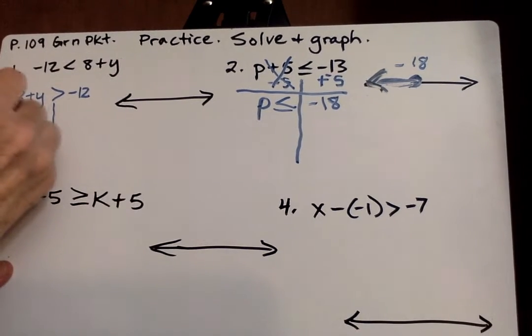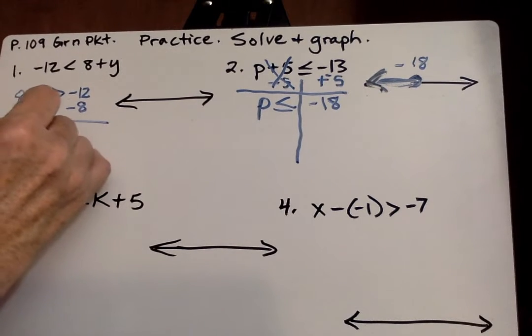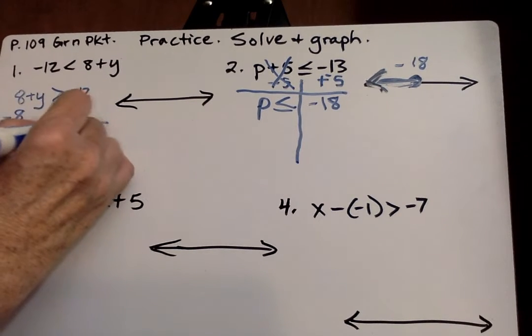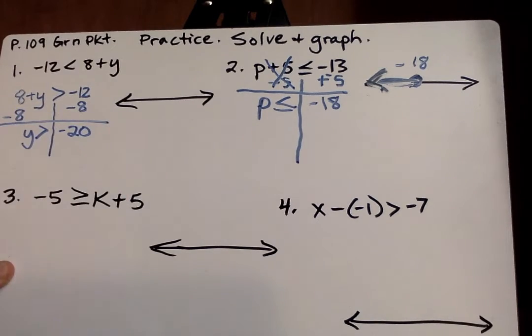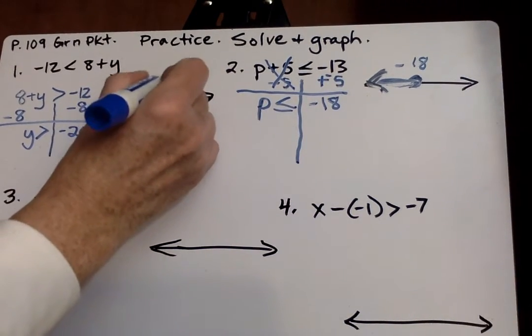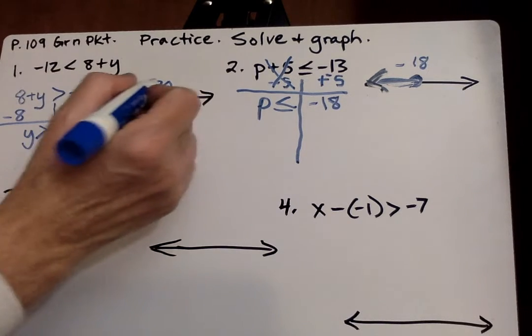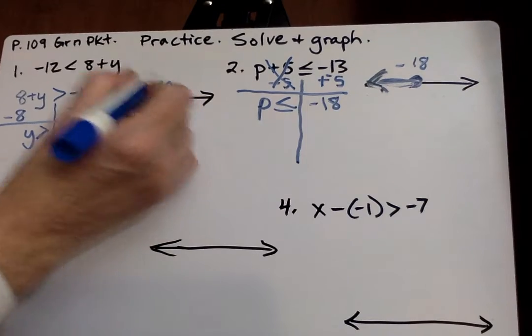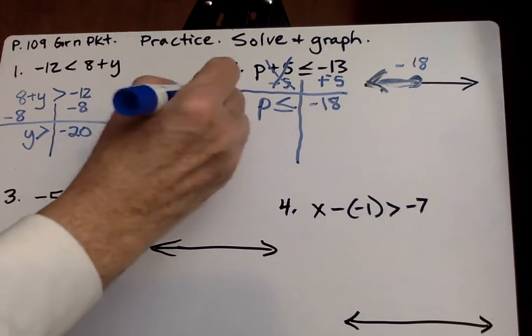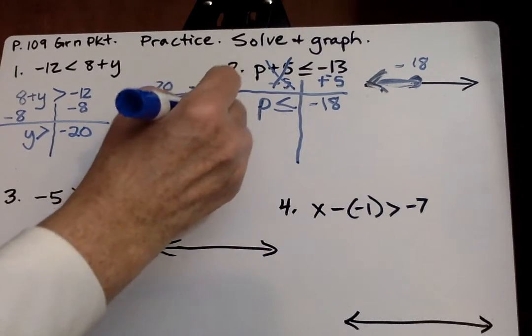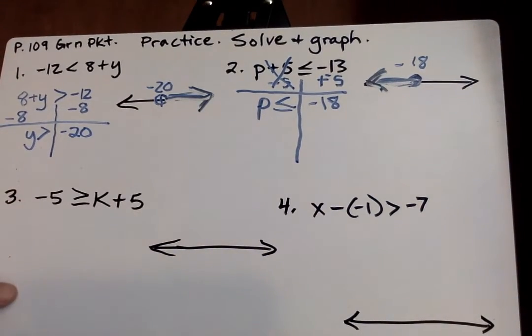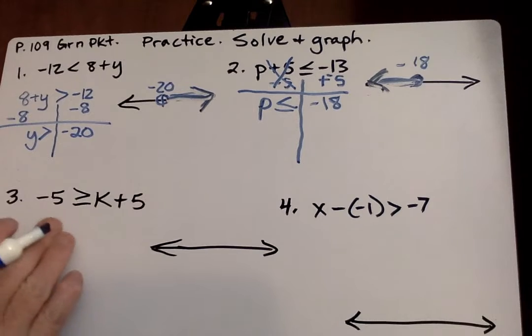I can do my -8. And then y is greater than, add those together, and I get -20. So -20, I put on my number line, open or closed dot. I can't hear you. Since this doesn't have the line under it, it's not included, so it's an open dot. And then this points to the right, so we shade to the right. And we're done.